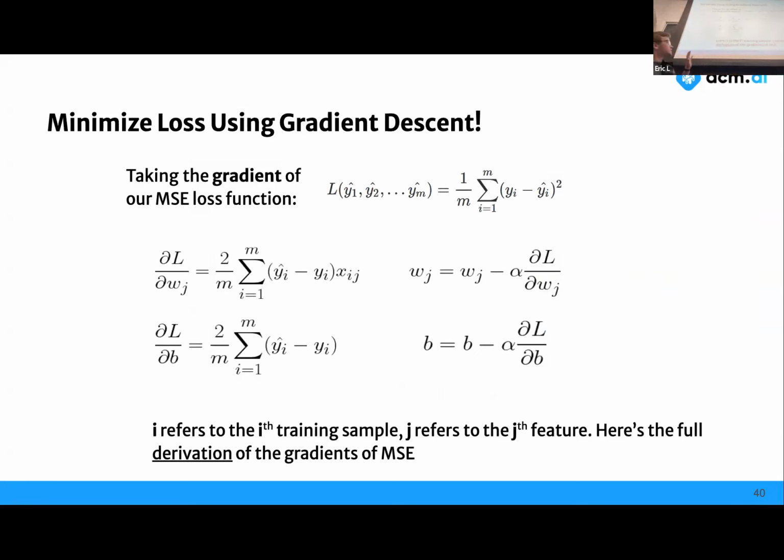Just to clarify, there's a little bit of difference in notation. I used 1 over 2m in my definition of the loss function. It's really immaterial. It simply makes the gradient much nicer. Does anyone have any questions about how the derivation works out and what these formulas mean?